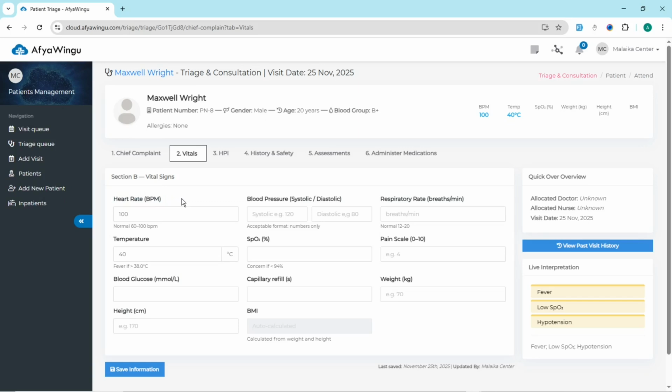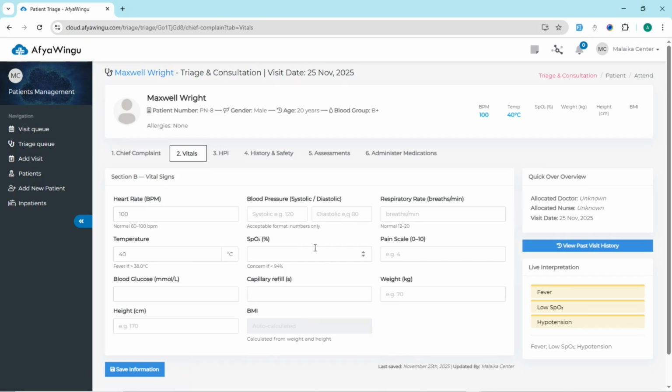1. Heart rate, BPM. This is the number of heartbeats per minute. Example input, 100. Normal range, 60 to 100 BPM for adults. High could indicate fever, anxiety, or dehydration. Low could indicate shock, hypothermia, or medication effect. Tip: if the patient is anxious or just walked in, wait 2 minutes before measuring for accuracy.